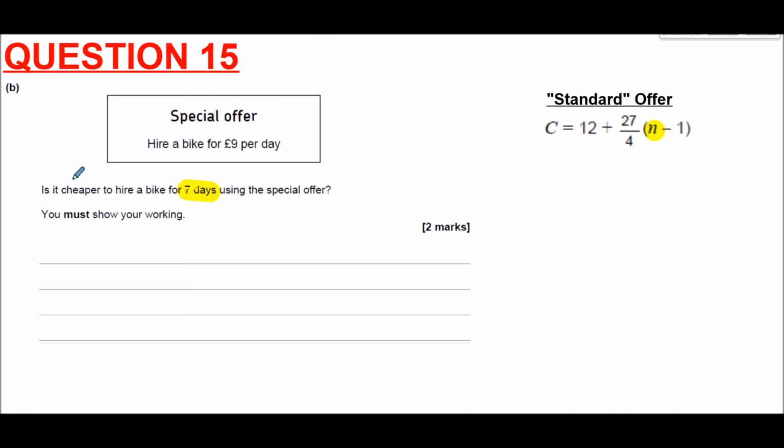So what we're going to do is just compare the special offer versus the standard offer.